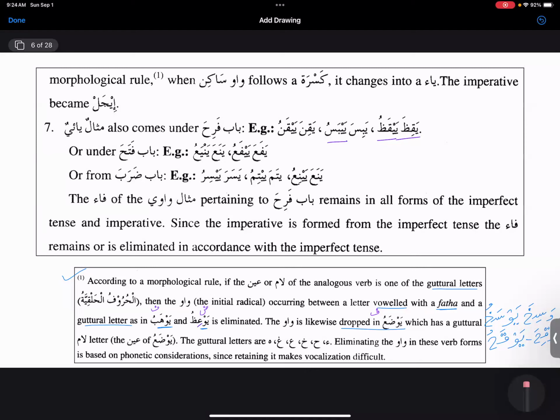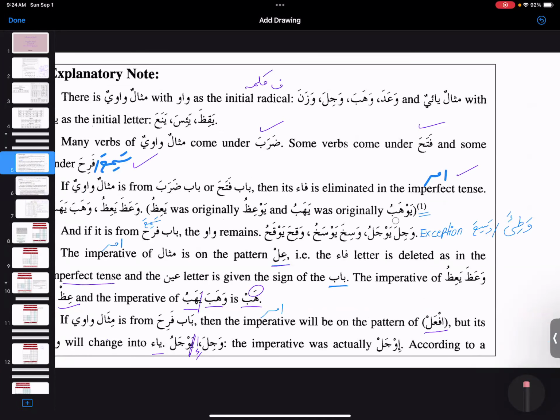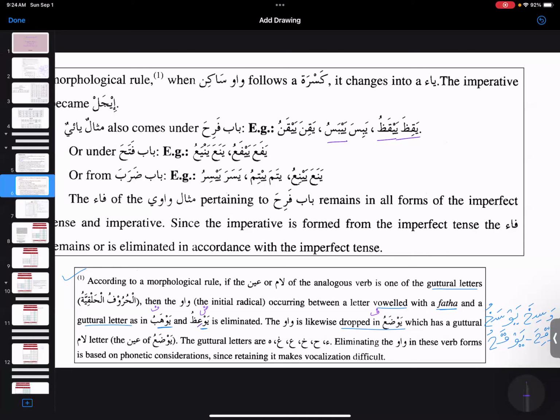Then it says, regarding this point over here, wahaba, the footnote, this says one, right? So now we are reading this footnote. According to the morphological rule, if the ayn or lam of these verbs is one of the halkiya letters, then the waw, the first radical like fa kalima, occurring between a letter voweled with a fatha and a halkiya letter. So they are saying that this waw is between a fatha, we have fatha over here, and then we have the halkiya after the waw. So when this waw has fatha before and a halkiya letter after, then the waw is going to be dropped.